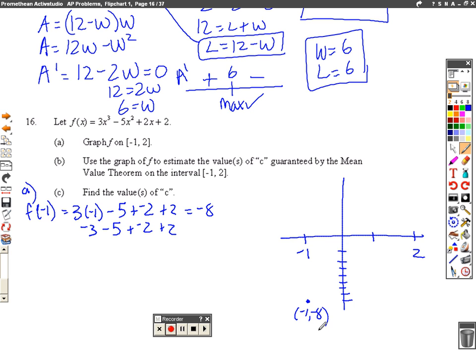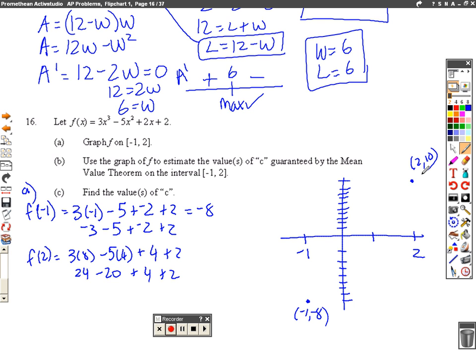-1, -8. All right, I want to know what's going on at 2, so let me plug this in, f of 2. So this is going to be 3 times 2 cubed, or 3 times 8, which I believe is 24, minus 5 times 2 squared. 2 squared is 4, so 5 times 4 is 20. So now I believe we're at 4, plus 2 times 2, so that would be plus 4. Where I believe we're now at 8, plus 2, plus another 2, so it looks like we're at 10. So at 2, we're up 1, 2, 3, 4, 5, 6, 7, 8, 9, 10. We got that point, 2, 10.